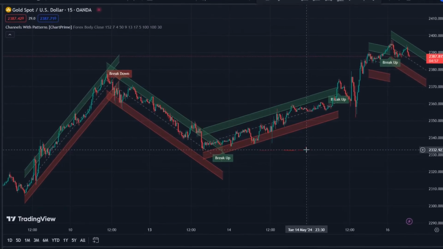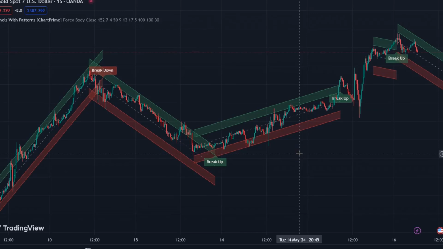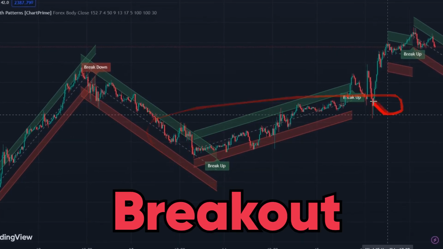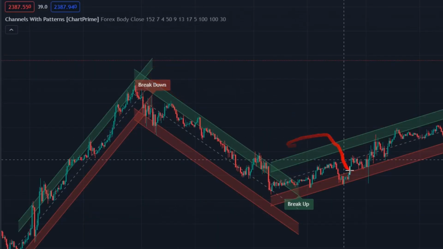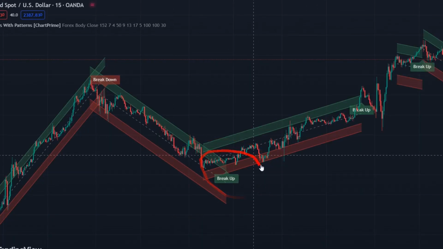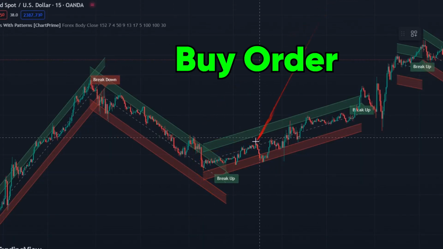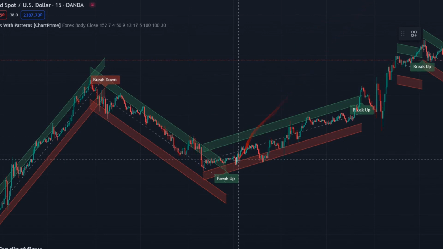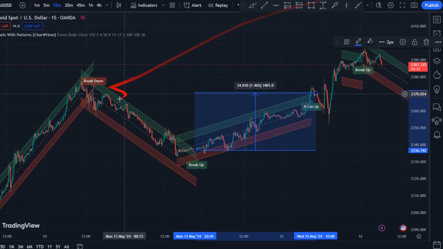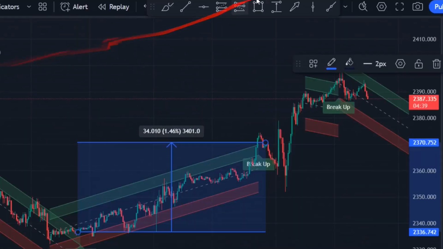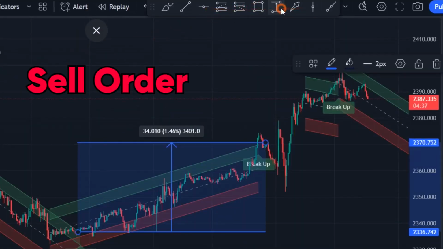You will notice some important points on this indicator that we recognize as breakout. These points are crucial for us. Whenever you see a green breakout, you can consider entering a buy order at those points. Whenever you observe a red breakout, you can consider entering a sell order.